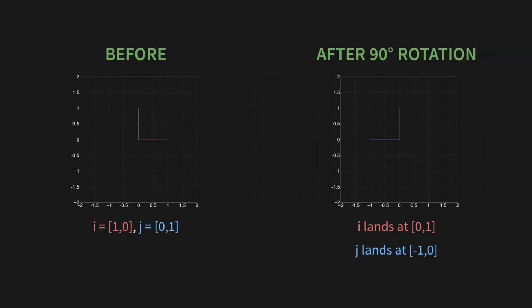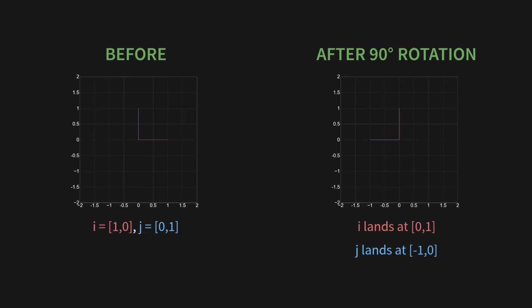Here's the secret. The key to understanding any linear transformation: you only need to watch where the basis vectors i and j land. That's it. That's the whole trick. Let's watch it happen for our 90-degree rotation. Before the transformation, our basis vectors are the usual suspects. i is the vector 1, 0 pointing right, and j is the vector 0, 1 pointing straight up.